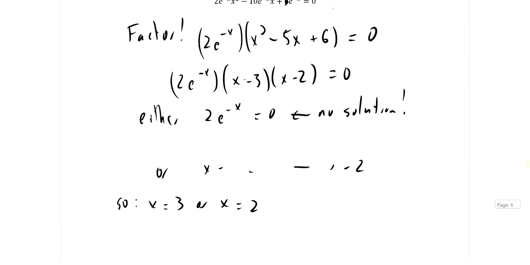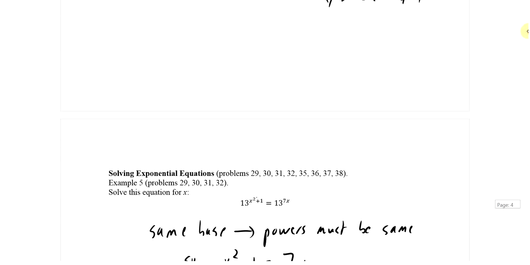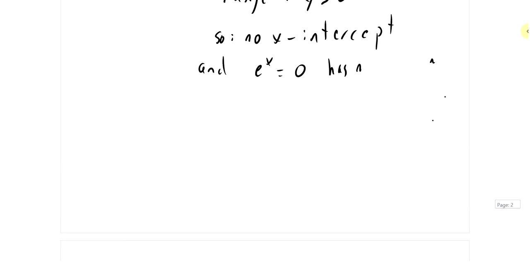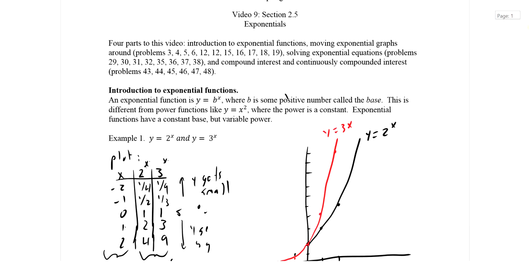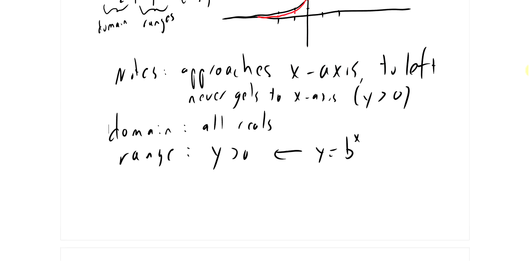So, key facts about exponentials. To the left, it approaches the x-axis. Exponential functions are always positive, and so when you're trying to solve an equation, they'll never be equal to 0.